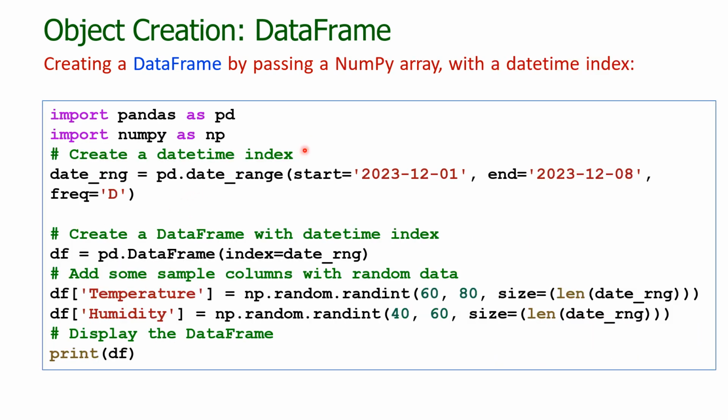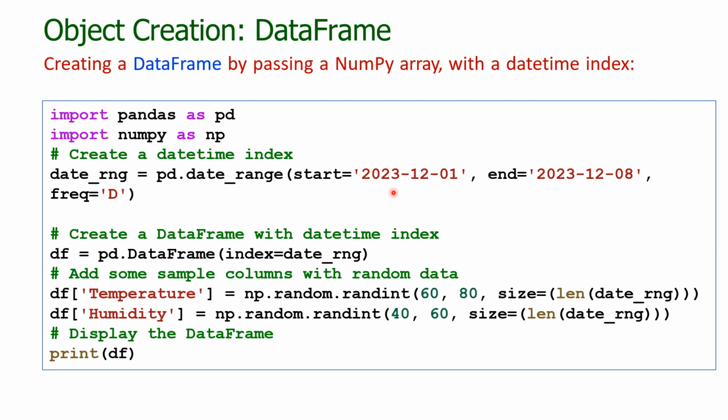In the previous example, we have seen how to create a data frame by using the dictionary object. And now let us see another example of creating a data frame where we use a date time index other than the integer index ranging from 0. For creating the date time index, we have to use the Pandas date_range function, where you can give the starting date and also the ending date and also the frequency.